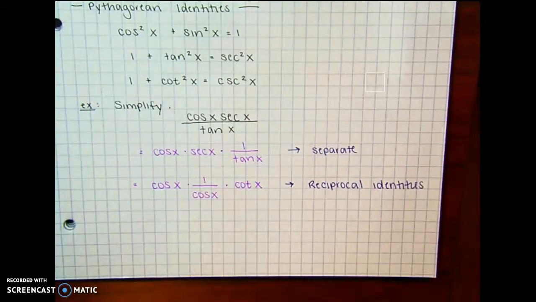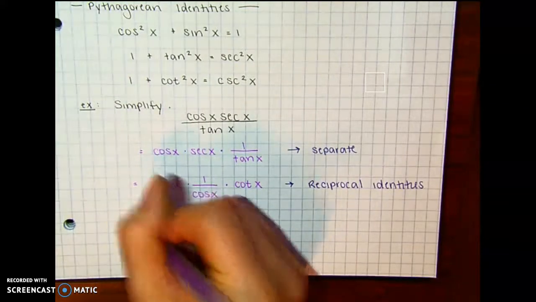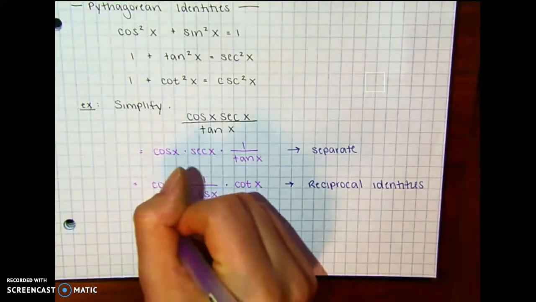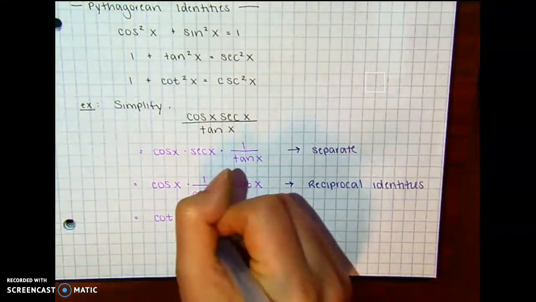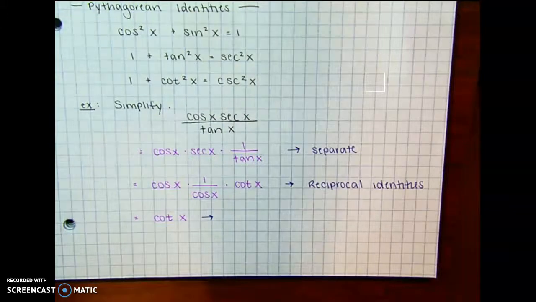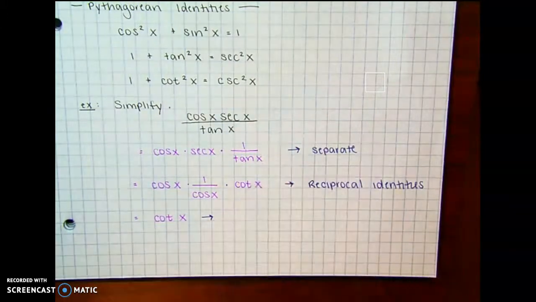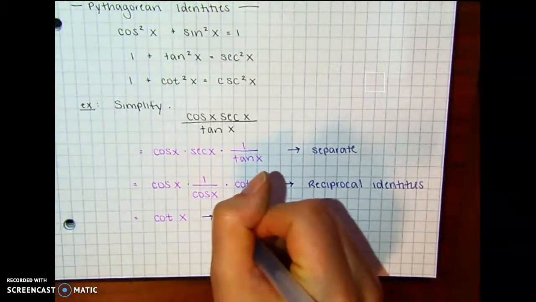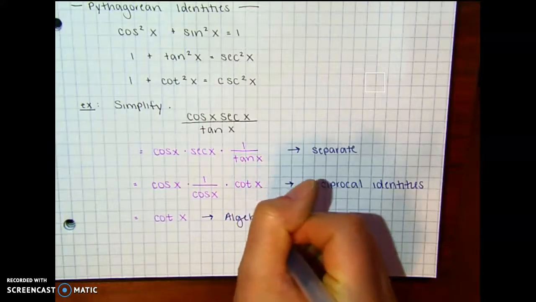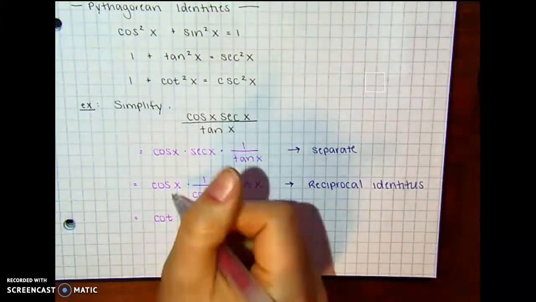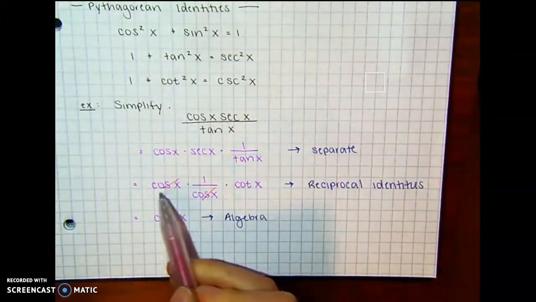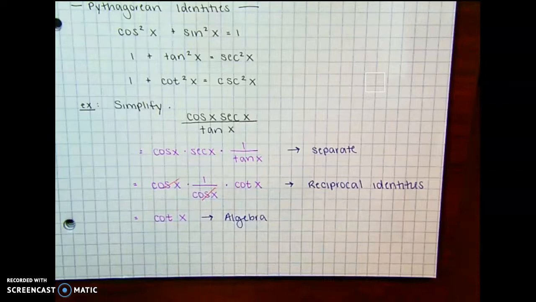Okay, and then as you can see, these are going to cancel, so I'm left with cotangent of x, and we are left with one trig function, so that is as simplified as we can go. And that was just algebra. Right? If you like showing that stuff, I know some kids do. These are canceling because cosine over cosine is equal to 1. So that's one kind of problem that you can have.